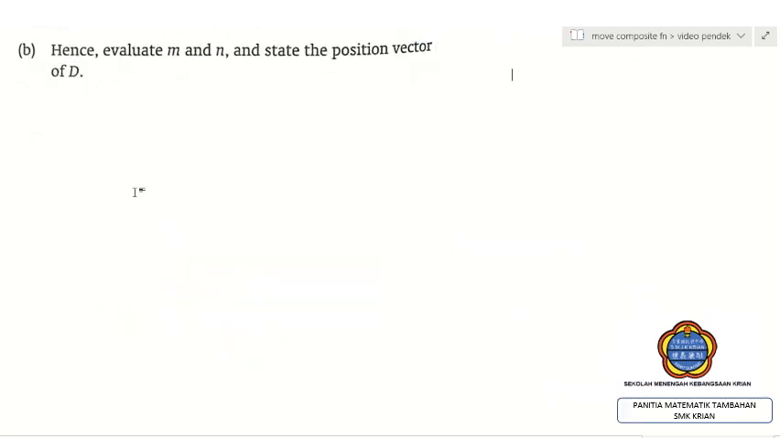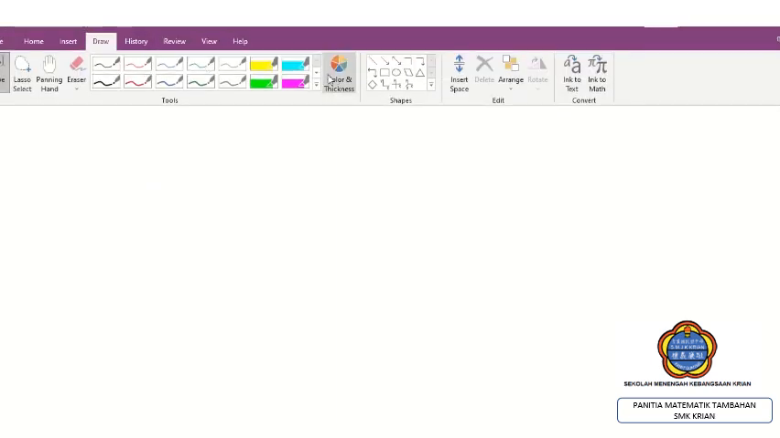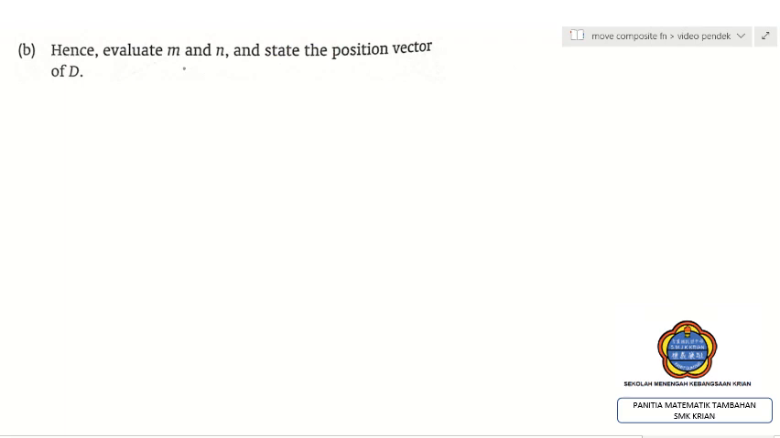Okay, turn to question B. Question B asks, hence, evaluate m and n and state the position vector of D. The word hence means we have to use the values of m and n from the above question in question B and state the position vector of D. As you know, the position vector of D is OD.